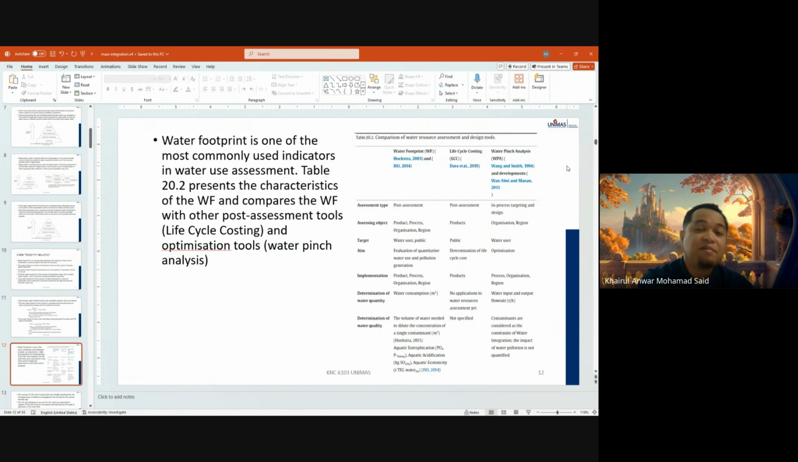We can say the water footprint acts like a financial audit. It tells you how much water you spent and polluted after the products. But water pinch analysis, from an economic point of view, is like a wealth management plan. It actively restructures your process network to ensure that you consume the thermodynamic minimum.